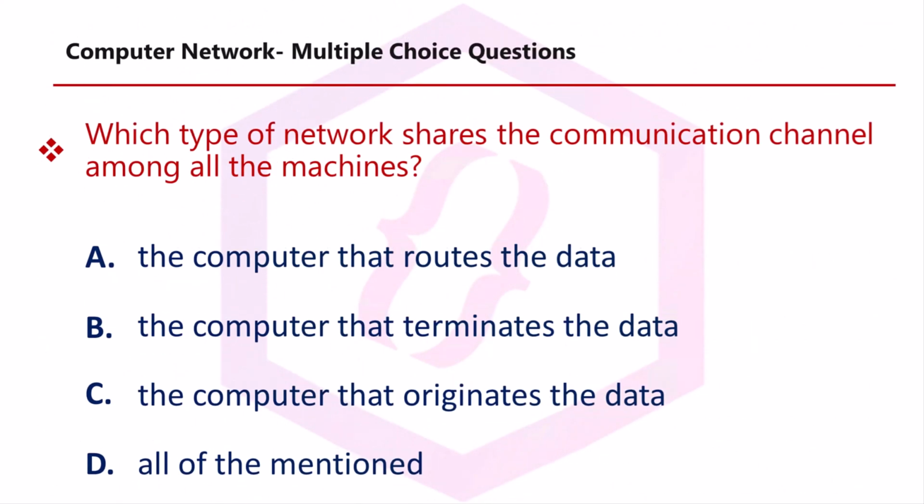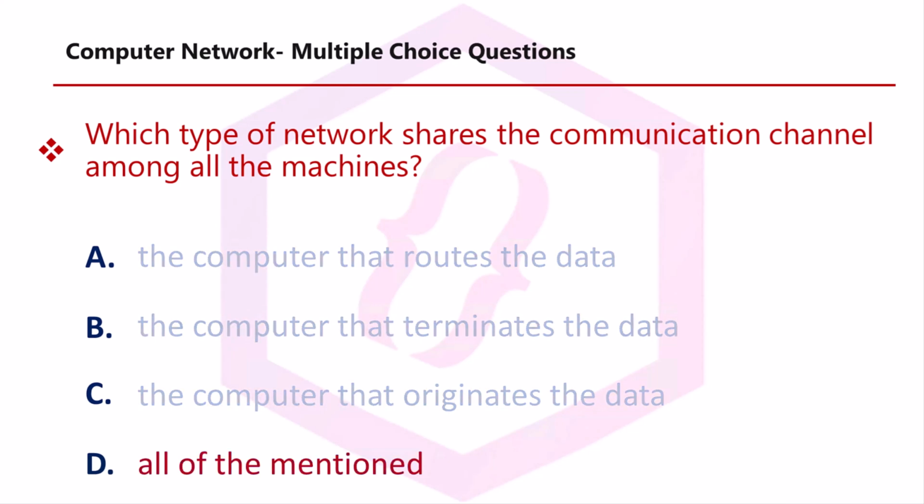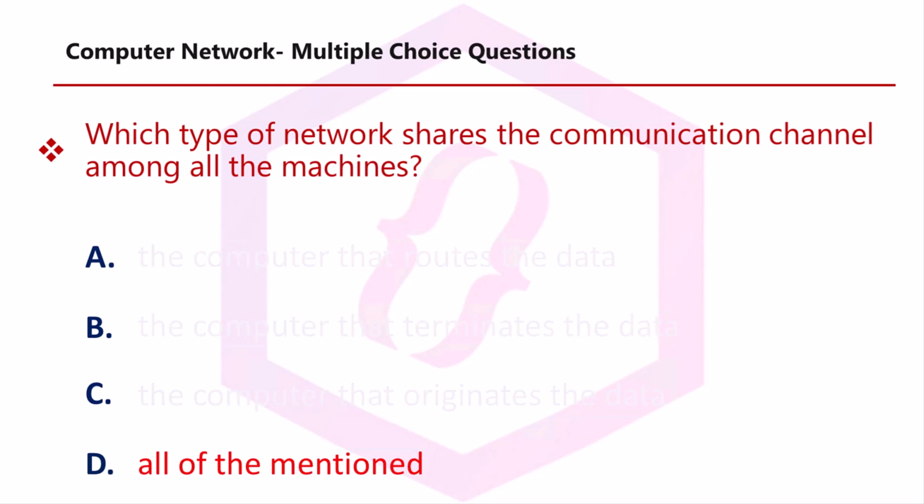Which type of network shares the communication channel among all the machines? A, the computer that routes the data. B, the computer that terminates the data. C, the computer that originates the data. D, all of the mentioned. And the correct answer is option D, all of the mentioned.